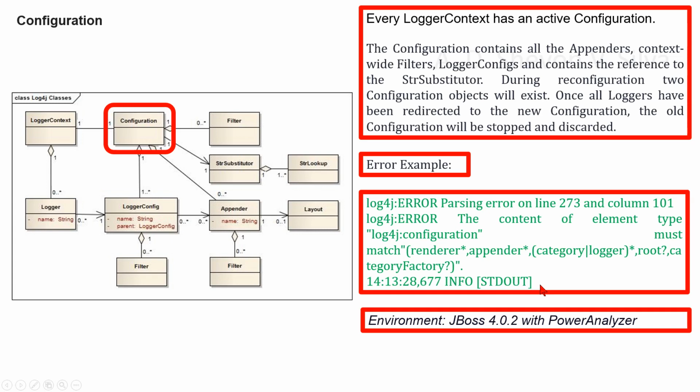Error parsing, error on line 273 and column 101. Error: the content of element type log4j:configuration must match renderer*, appender*, category|logger*, root?, categoryFactory?, and so on.